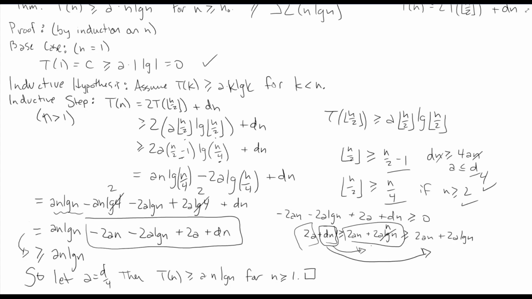Okay, so this concludes my discussion of the runtime of merge sort and our discussion of using induction for finding bounds or proving bounds on recurrence relations. So hopefully we've got lots of good examples of how to do that now.